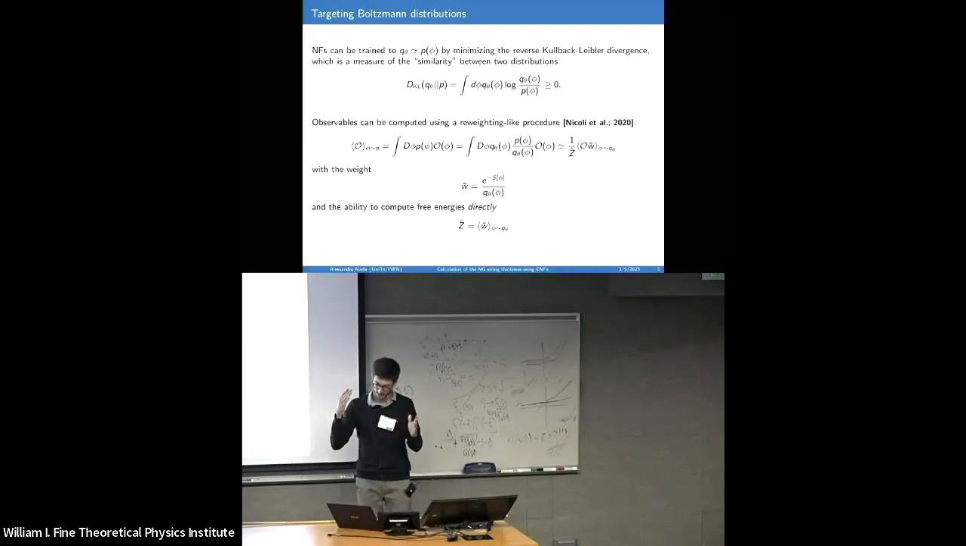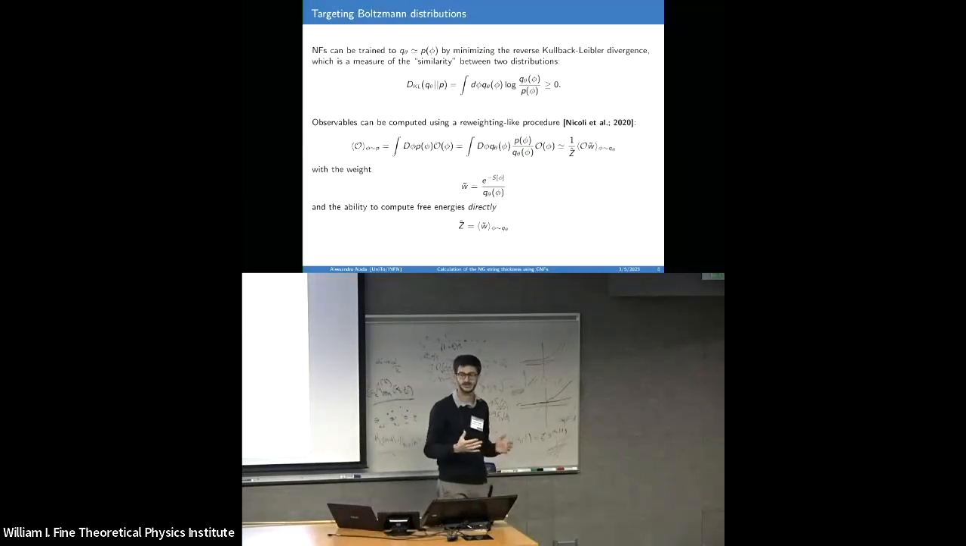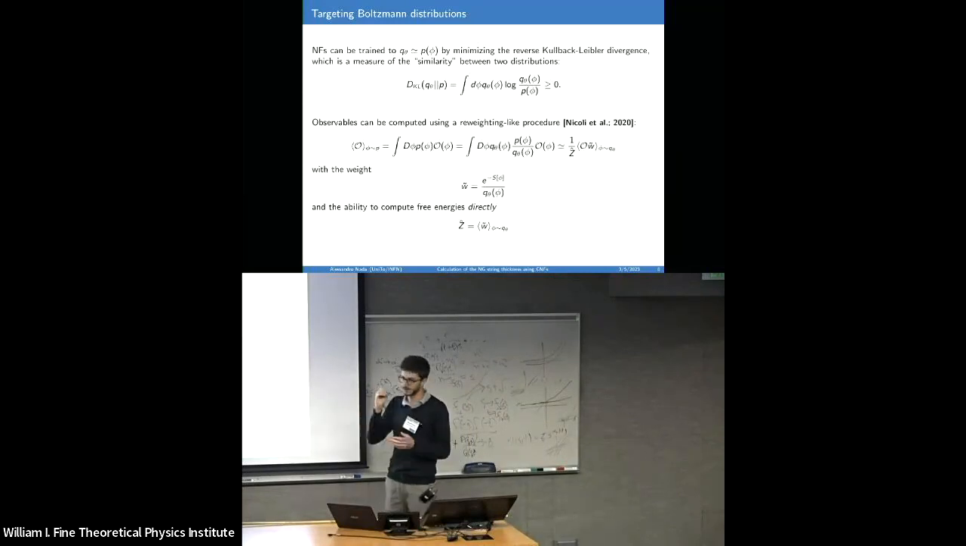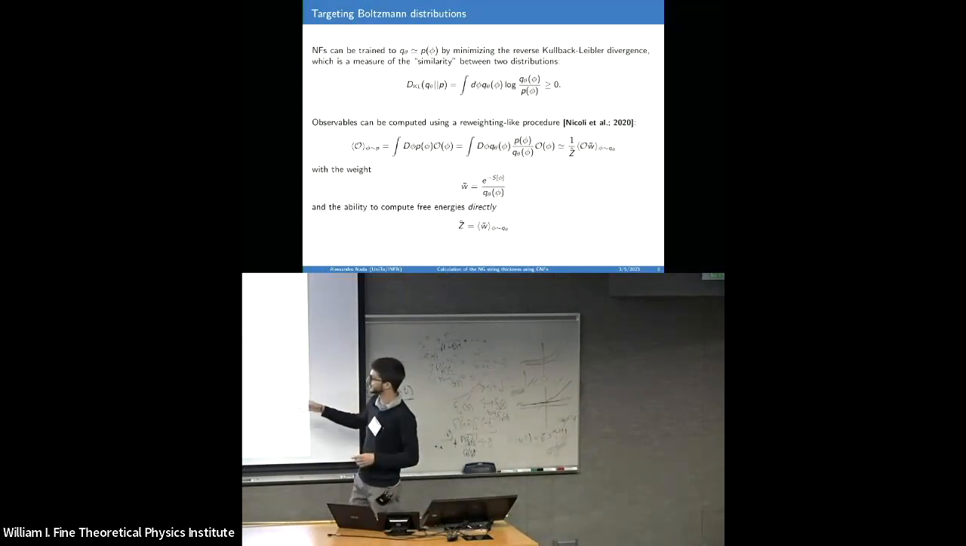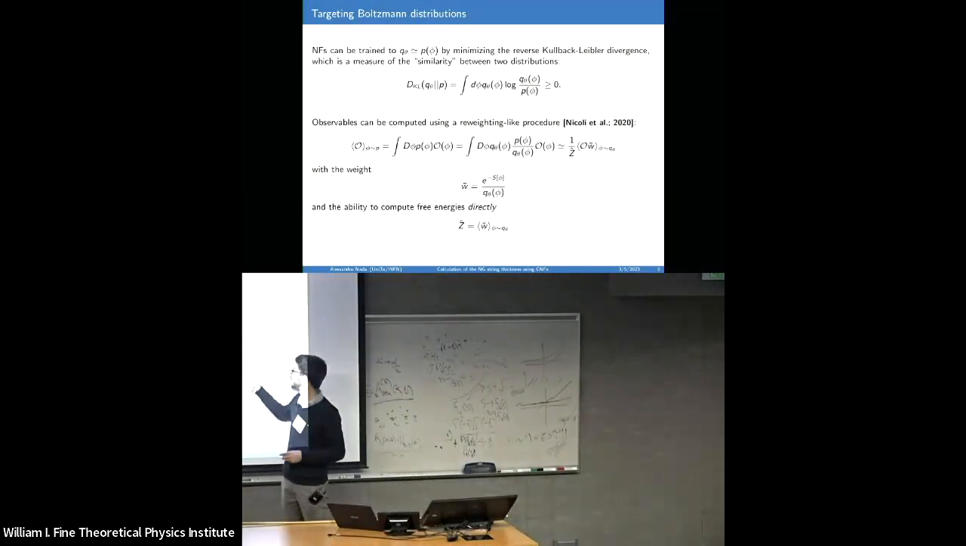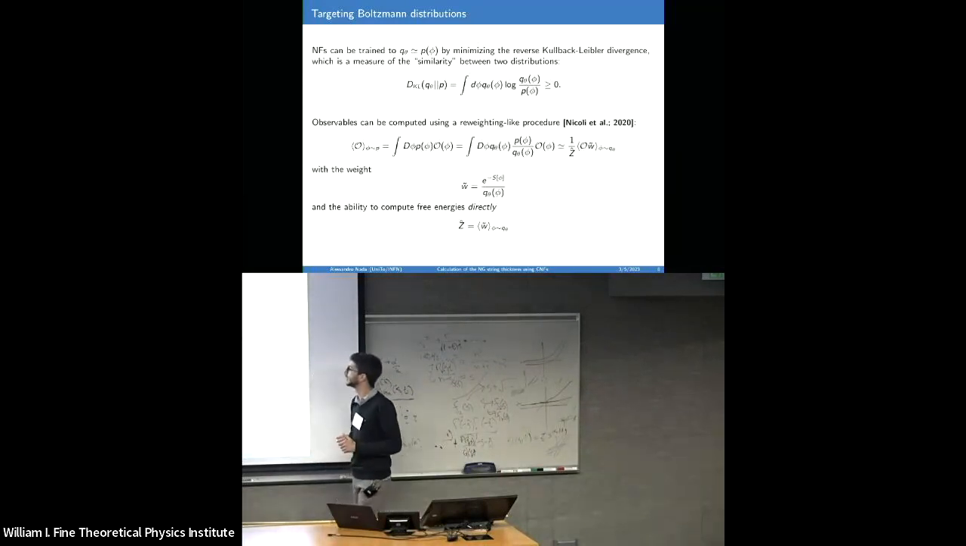Now, of course, the configurations that you generate with this generated distribution, this latent distribution, more properly said, are not exactly following the target distribution. So you have to correct for that. One way to do so is using this reweighting-like procedure, which I'm showing you here.